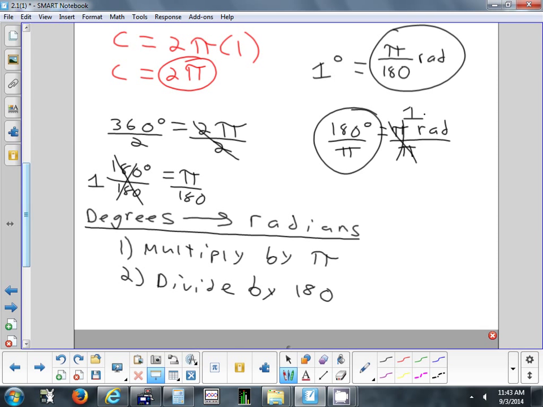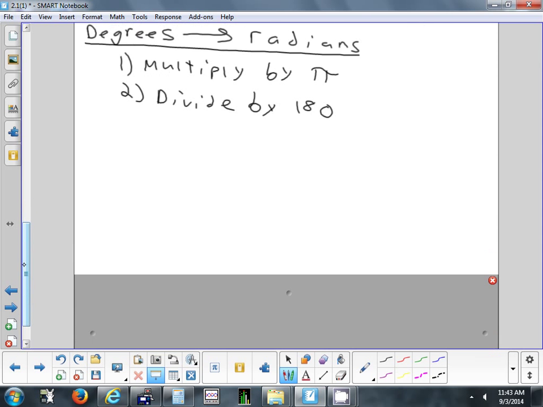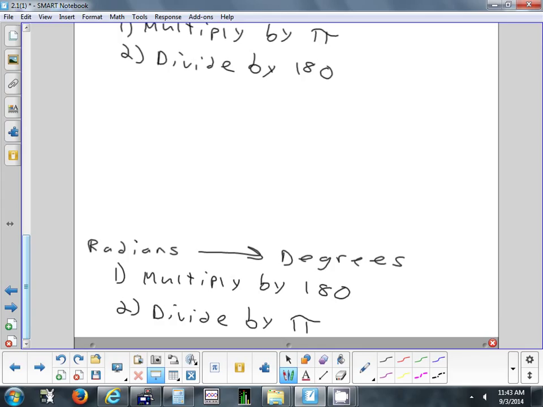Now we're going to change radian to a degree. Okay, so the 180 was in the top, that's what we multiply by. Pi was in the bottom. That's what we divide by. Okay, so there are 2 steps. They're very similar, but you got to try to keep track of which one to do when.